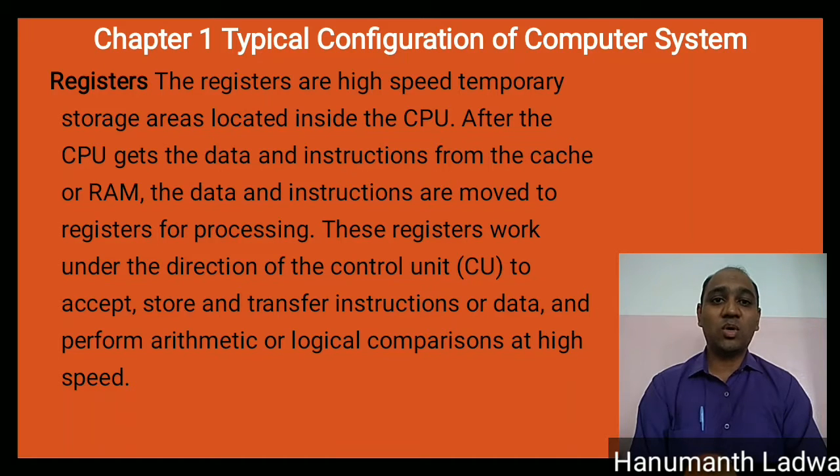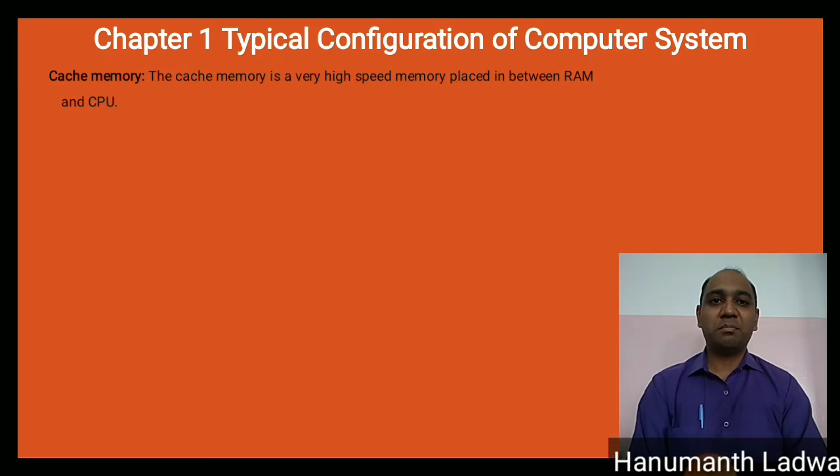These registers work under the direction of the control unit, that is CU, to accept, store and transfer instructions or data and perform arithmetic or logical comparisons at high speed. Cache memory. The cache memory is a very high speed memory placed in between RAM and CPU.